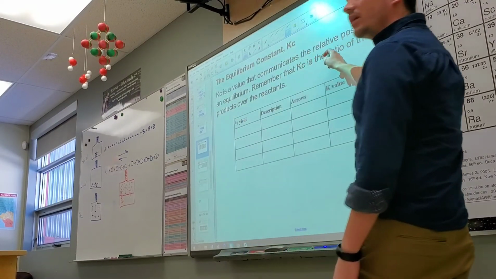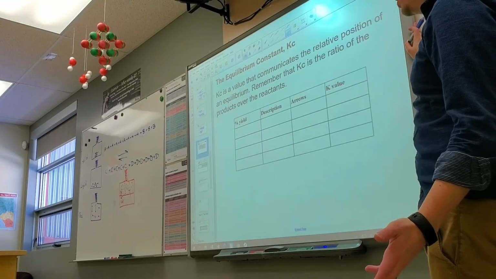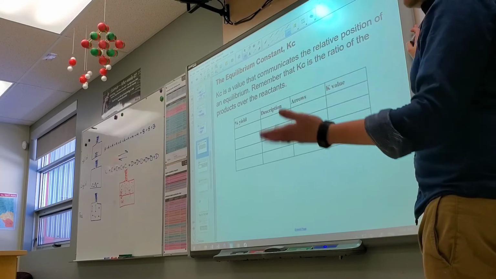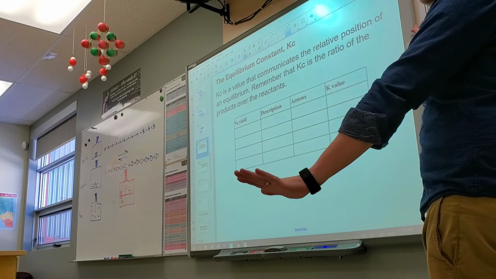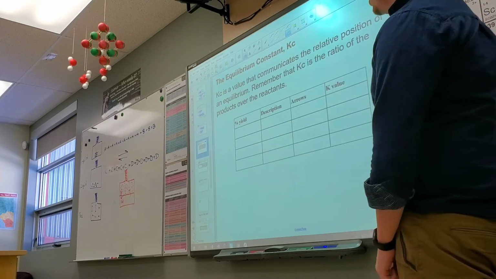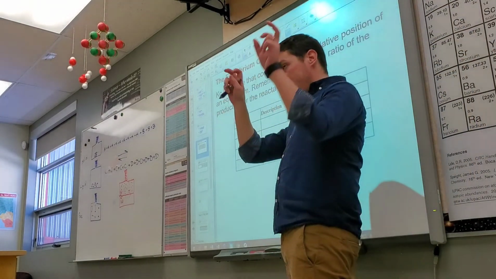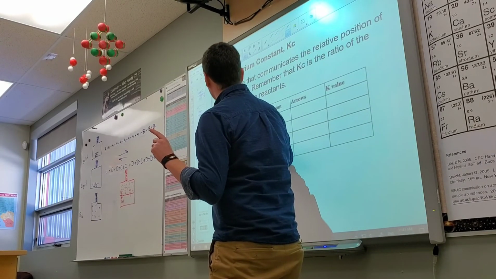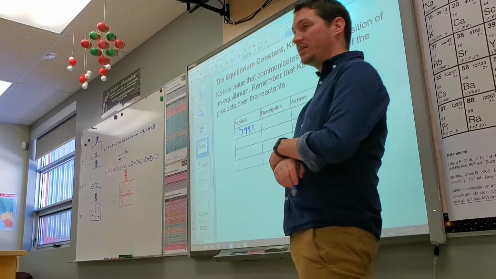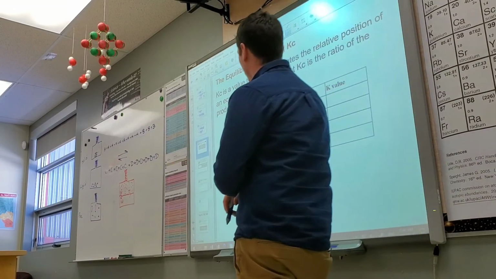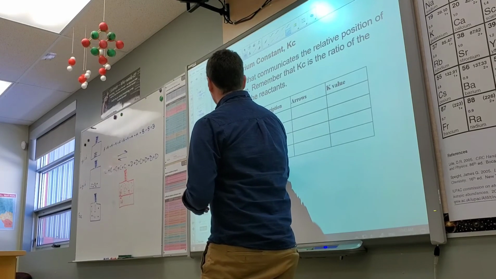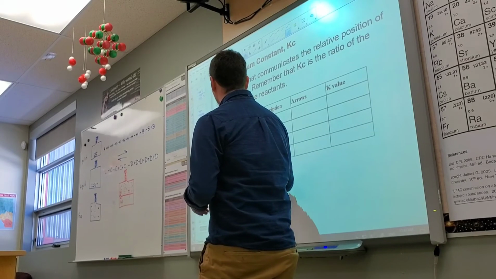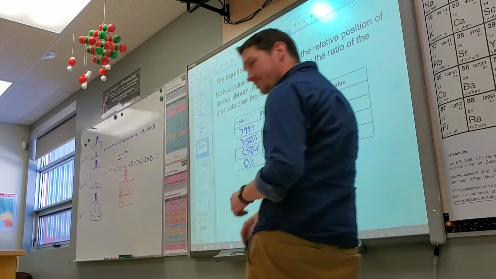Kc is a value that communicates the relative position of an equilibrium. What that means is, is it quantitative? Is it reactants favored? Is it products favored? Or is there no reaction? Okay? So let's use our percent yield descriptions that don't work all the time. So a greater than 99% yield. Remember that was quantitative. Greater than 50%, less than 50%, and 0% reaction.